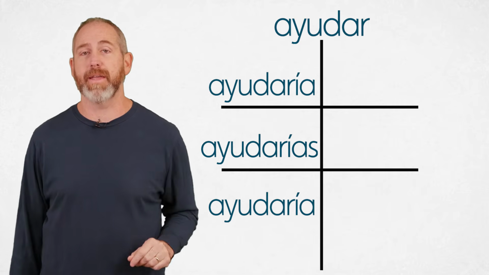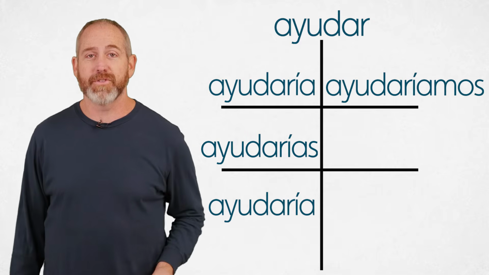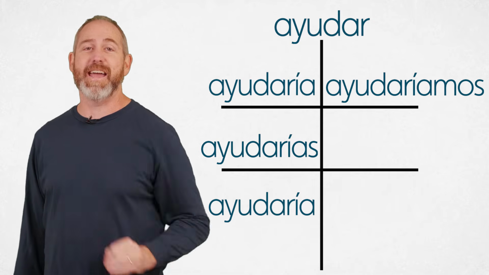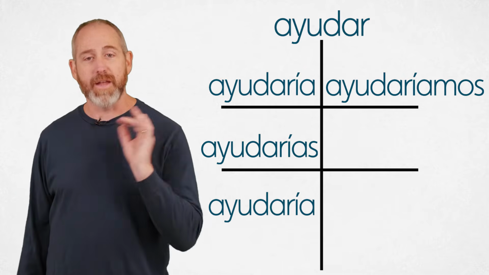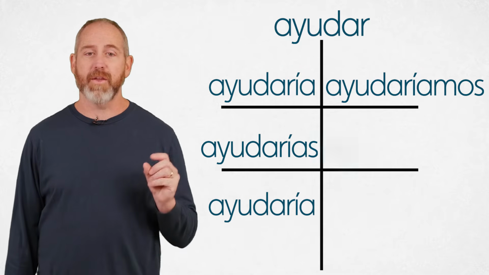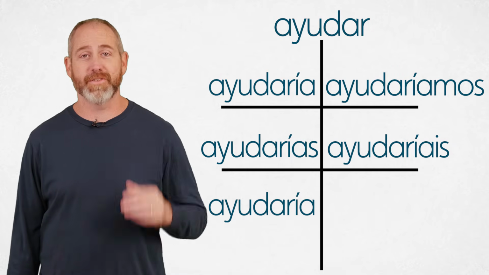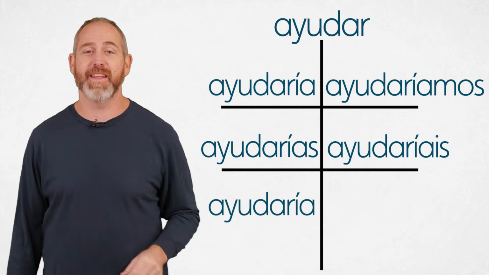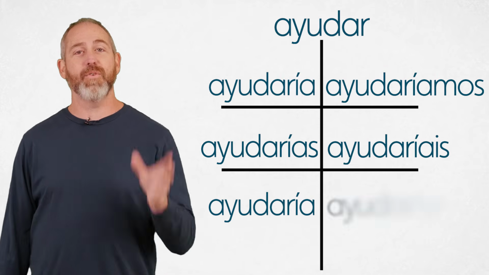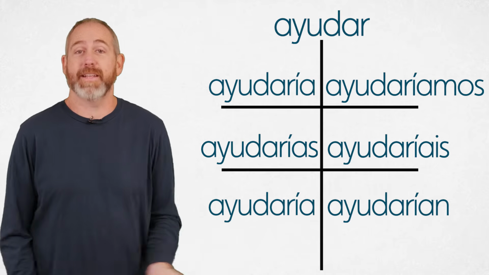Again, just pointing that out again. Top right, ayudaríamos. Remember, all those accents are on the I's, so we got to stress that I. So, ayudaríamos. Next one, the vosotros form is ayudaríais. That's a mouthful, I know. You practice that a couple times just so you get it down. And then ayudarían. Okay, and there you go. That's how we do them.